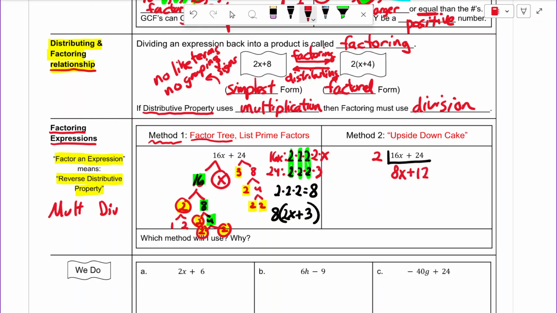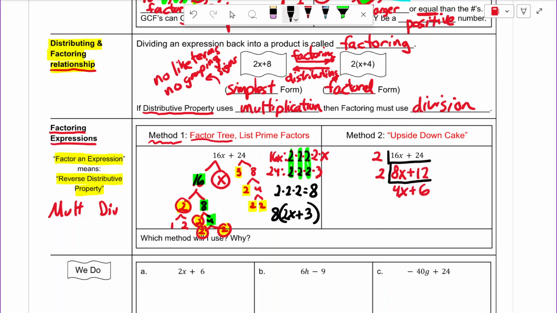You add another layer of the upside down cake. That's where we get it from. Looks like a wedding cake. And what can you take out of 8x and 12? Well, you can take out a 2. How many times does 2 go into 8x? It goes in 4x times. And 2 goes into 12 6 times. Bring down the plus sign.